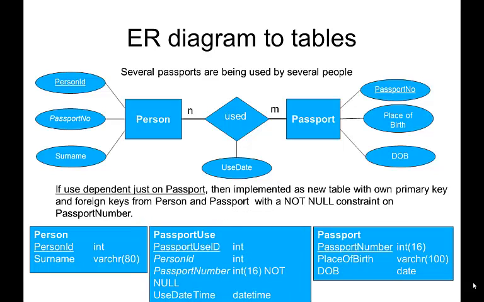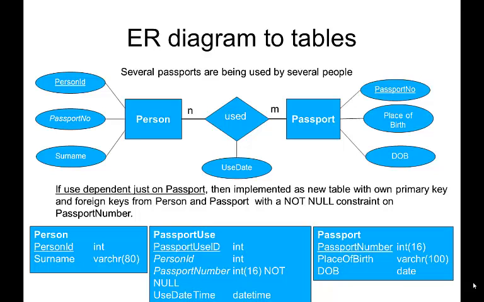But if it's just dependent on passport, so you can have a passport and a use but don't necessarily have a person associated with it, then again you implement it as a new table, but this new table needs to have its own primary key, because you can no longer define a primary key on both passport number and person number.